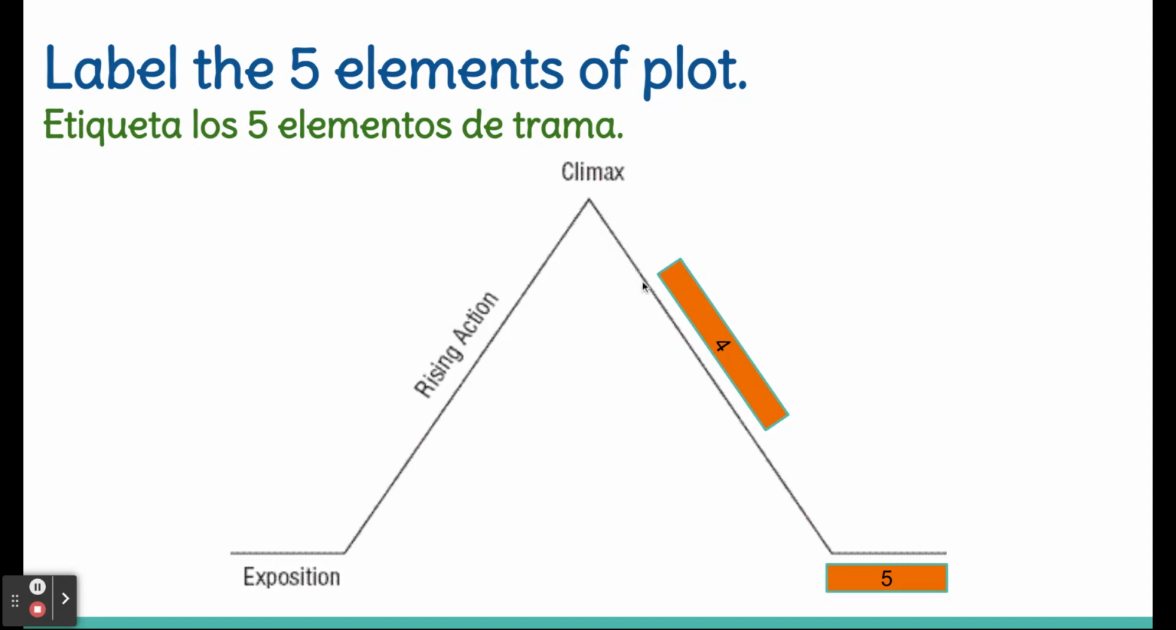The fourth part of the story arc is the falling action. These are the events that are going to lead you to the ending. The fifth and final part is called the resolution, and this is where the story ends and the problem is solved with the resolution.